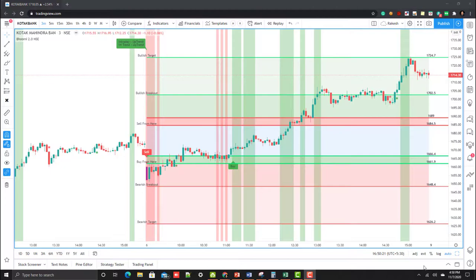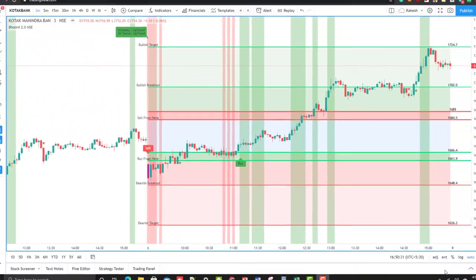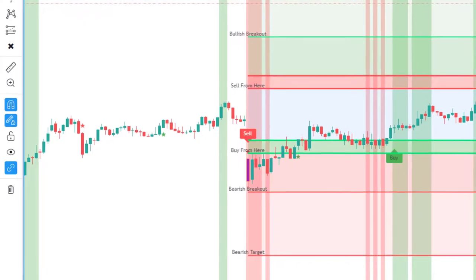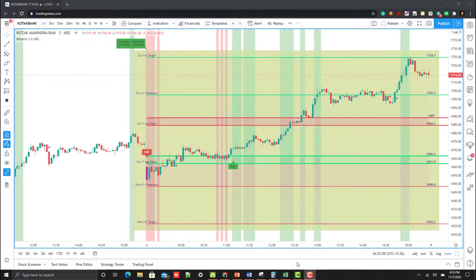Trend stars, as the name suggests, they show us that there is a change of trend in the market. So if you see a green star, that's a bullish trend. If there is a red star, that is a bearish trend. Great, so we just learned about the zones and the stars. Now the third important component of Bhumi 2.0 is the reversal and breakout levels.